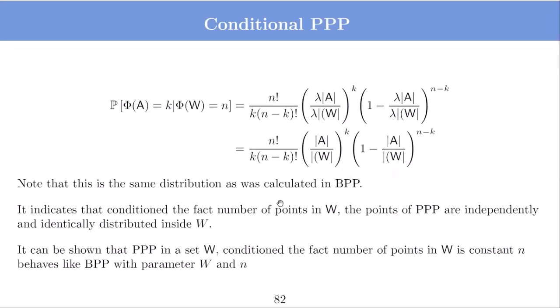So this probability has the same distribution as shown in the binomial point process, which indicates that if I condition on the total number of points in a set W to be fixed in a PPP, then that distribution would look like a binomial point process. It can be shown that a PPP in a set W, conditioned on the number of points in W being a constant n, behaves like a binomial point process with parameters W and n. So you can use these results on each other. If I somehow fix the number of points and condition on that, then I can use results which are given for the binomial point process.